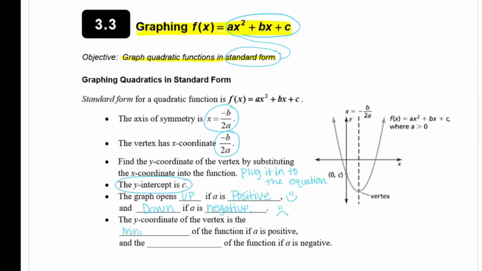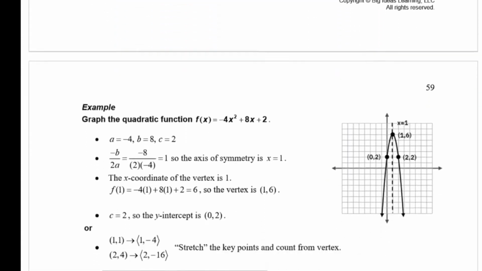The y-coordinate of the vertex is the minimum of the function if a is positive. So if it's going up, it has a minimum point at the very bottom. And then if it's negative, it's upside down, so it's going to have a maximum point. Everything below it will just keep going down, down, down, but there is one maximum point on here. Now, the lowest point or the highest point is called the vertex. So it's just the point where it comes to a head.